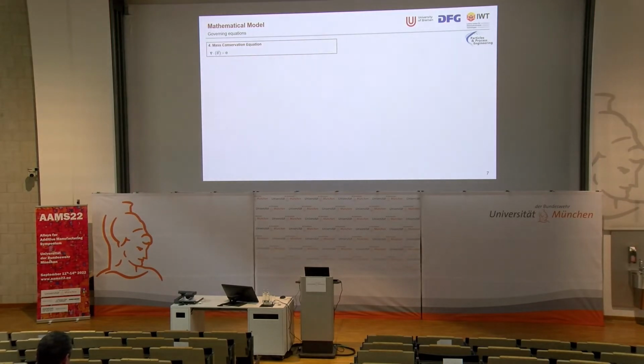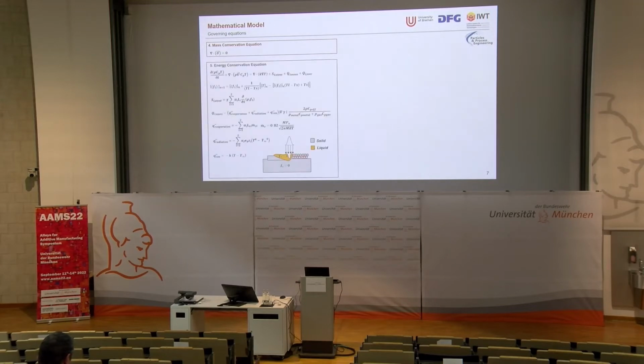So this is a general continuity equation for laminar and incompressible flows. The next equation is the energy preservation equation. We are using this equation to calculate the temperature relation, and there are some source terms, like for latent heat absorption and evaporation.